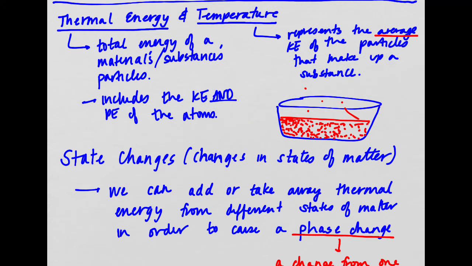All right, moving on to thermal energy and temperature. Remember that thermal energy is the kinetic energy and the potential energy of atoms. It's all of the energy in a substance's particles. So all of the energy associated with all of the particles of a certain substance at a certain time. The temperature is the average kinetic energy of the particles that make up that substance.